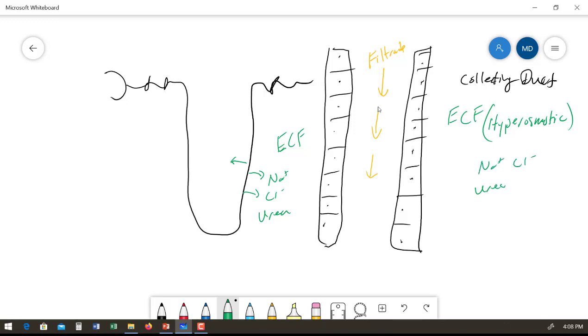So the water that's in the filtrate, inside of here we have a whole bunch of water. And the water that's in the filtrate is hypoosmotic. So the filtrate is hypoosmotic. So in other words, there's a lot of water inside this tubule and not a whole lot outside. Normally these cells, so these are collecting duct cells, right? These cells normally won't allow water through.